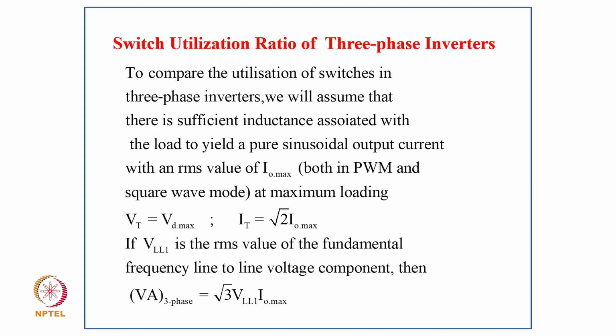Now coming to switch utilization of the 3-phase inverter. To compare the utilization of switches in the 3-phase inverter, we assume that there is sufficient inductance associated with the load to yield pure sinusoidal output current with an RMS value of Io max, both in PWM and the square wave mode at maximum loading. So Vt equal to Vd max and It equal to root 2 Io max. If VLL1 is the RMS value of the fundamental frequency line-to-line voltage, then the VA of the 3-phase will be equal to root 3 VLL1 into Io max.